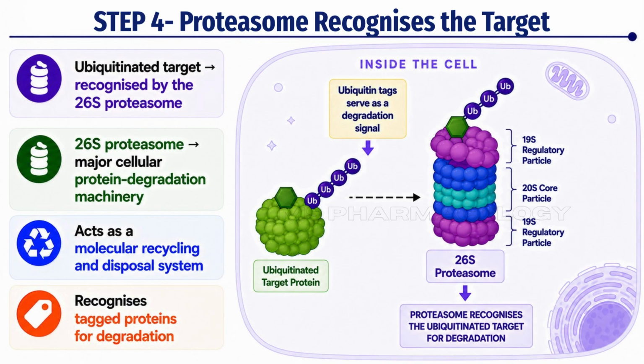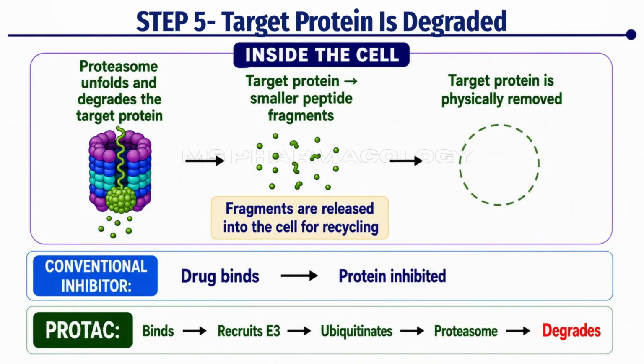In step 4, the ubiquitinated target protein is then recognized by the 26S proteasome. The proteasome is one of the major protein degradation machines inside our cells. You can think of it as a highly organized molecular recycling and disposal system. It recognizes appropriately tagged proteins and processes them for degradation. Finally, the proteasome unfolds the target protein and breaks it down into smaller peptide fragments.